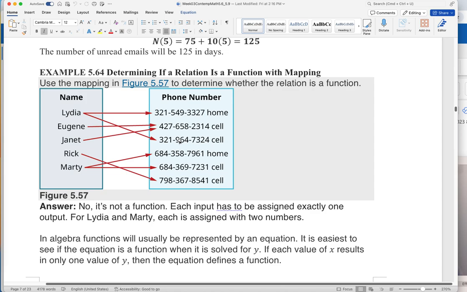In this particular case, we are not going to consider this kind of assignment or relationship a function, because clearly for one input, Lydia, there are two outputs. Similarly, for Marty, one input, Marty has two outputs. So clearly, this is not a function. These two tables do not show a relationship for a function.